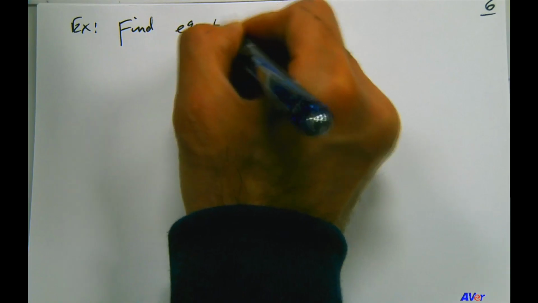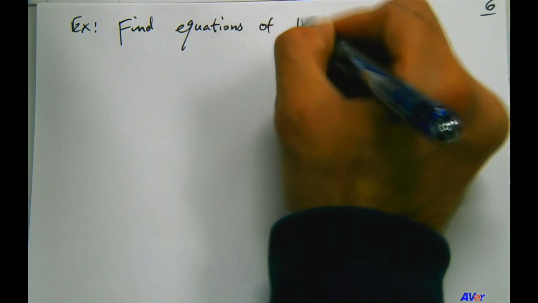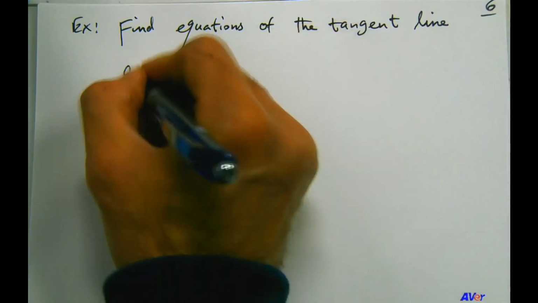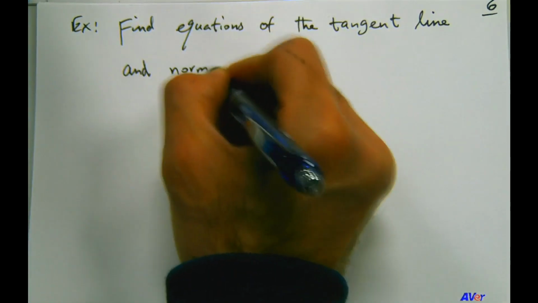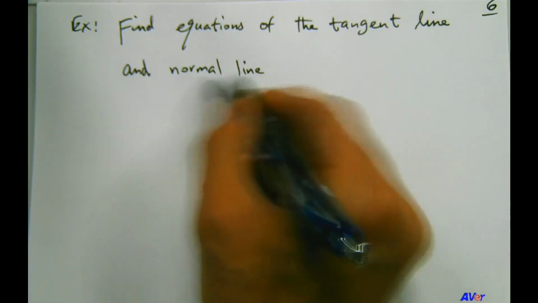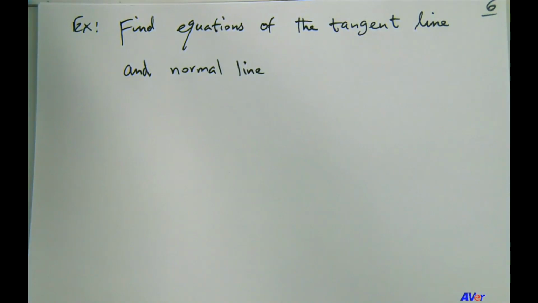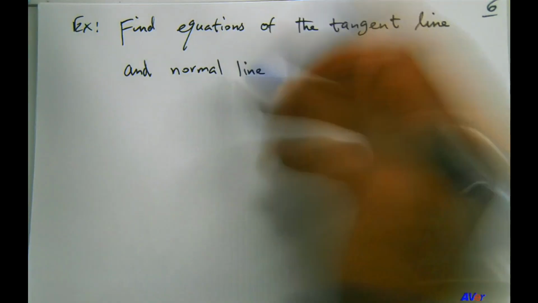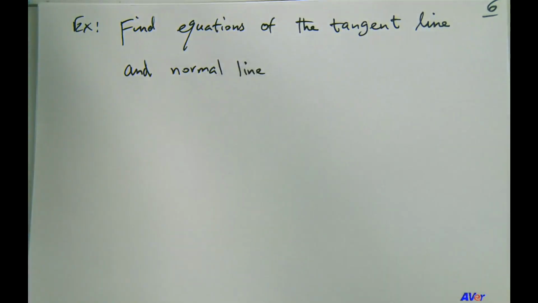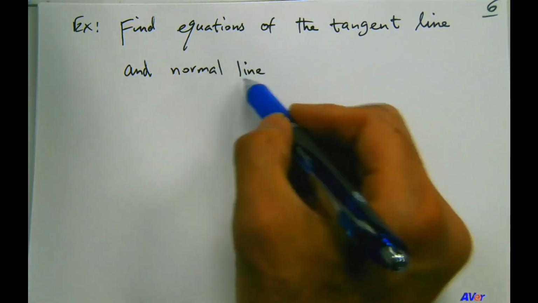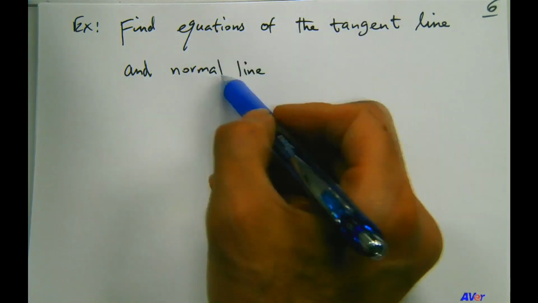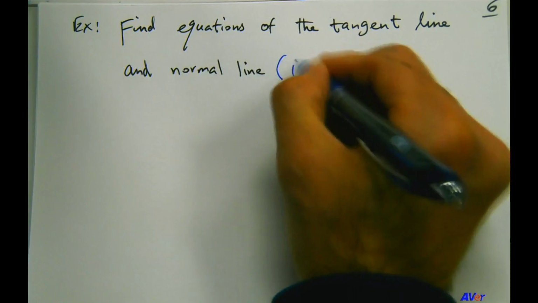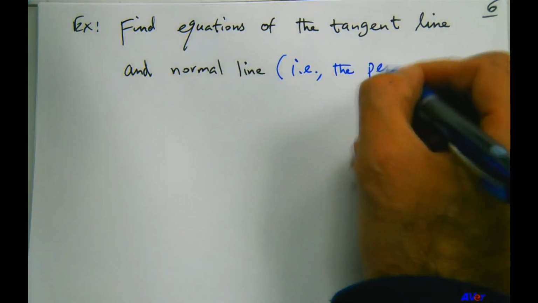Okay, so we have this: find equations of the tangent line and normal line. I don't know if you know what a normal line is from other classes because we haven't talked about that yet. It's another way of calling 2 lines that are perpendicular to each other. So a tangent line is obvious, and then a normal line would be a line that is perpendicular to another line, i.e. the perpendicular line.